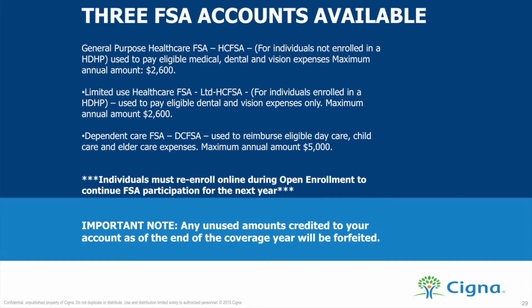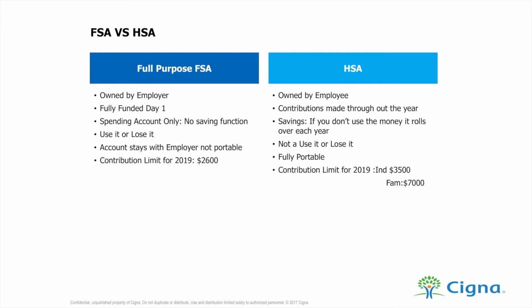So this is going to give you an example of the difference between that full purpose flexible spending account, the one that you can use for medical, dental, and vision, and then that health savings account plan that's paired with that high deductible medical plan. The full purpose flexible spending account is owned by your employer. It is not portable. So that means that if you leave Mesa Public Schools and you still have money in that account, it does not come with you. It is then forfeited. It is owned by your employer.